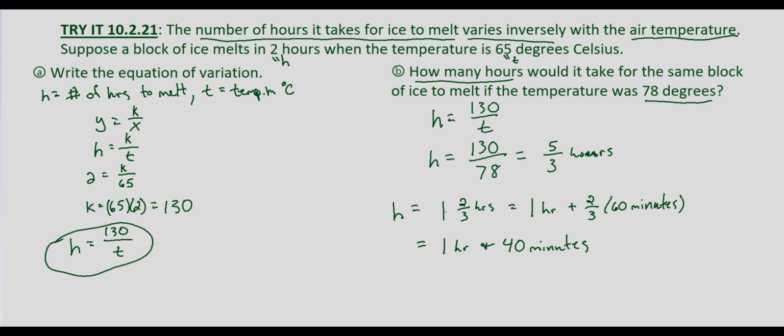So let's write this out in a complete sentence. It would take 1 hour 40 minutes to melt the block at 78 degrees.